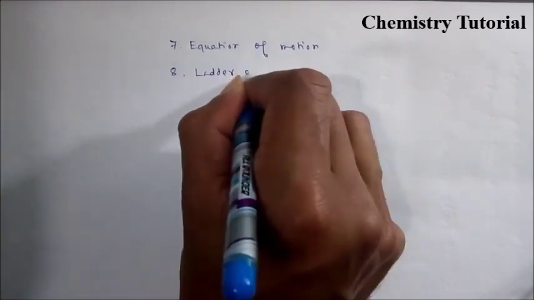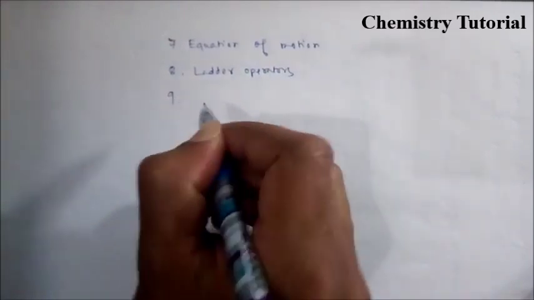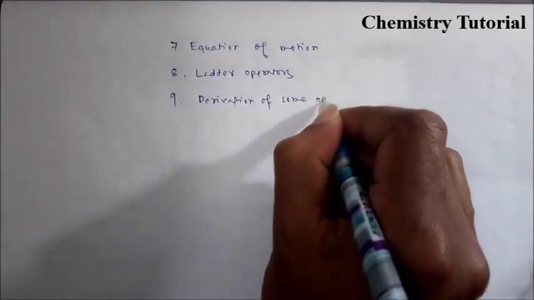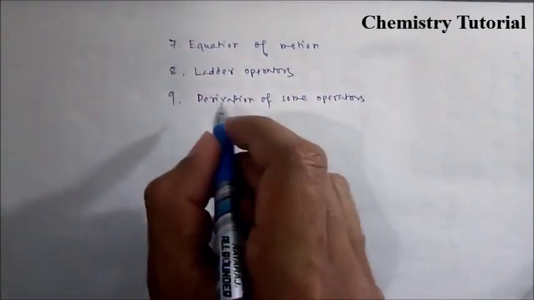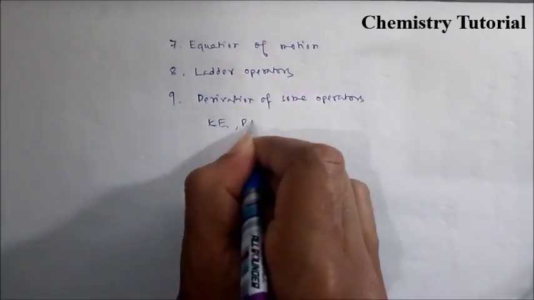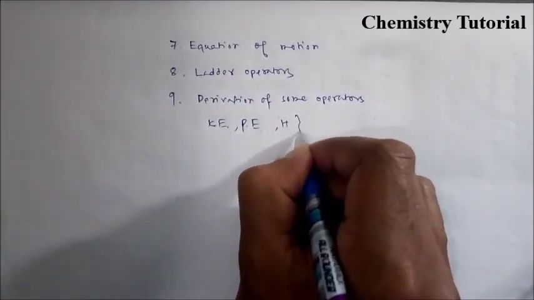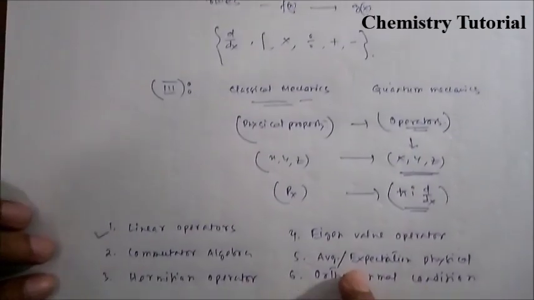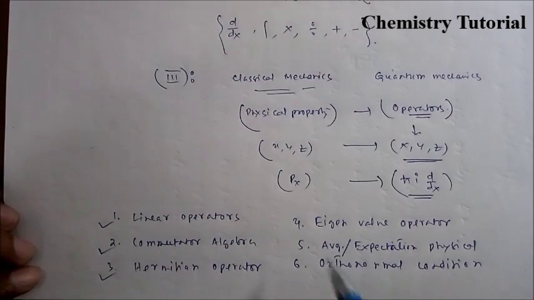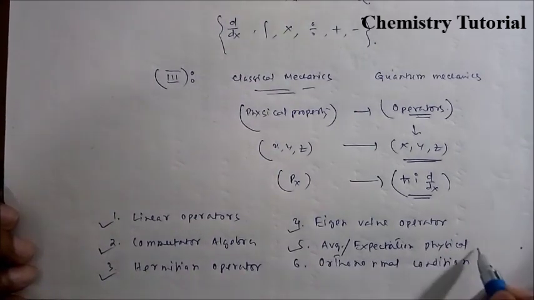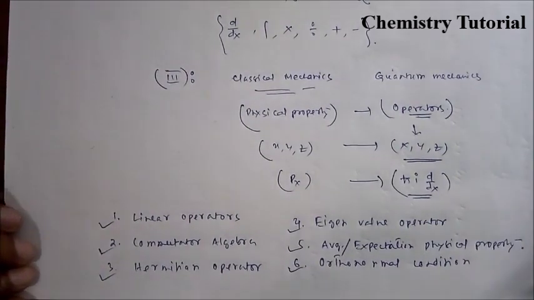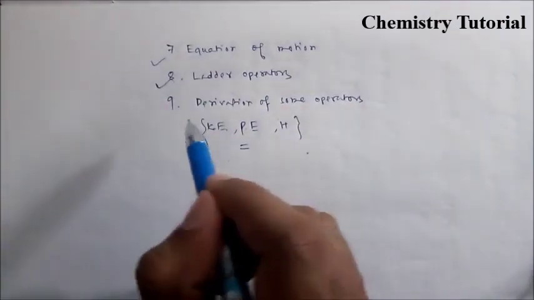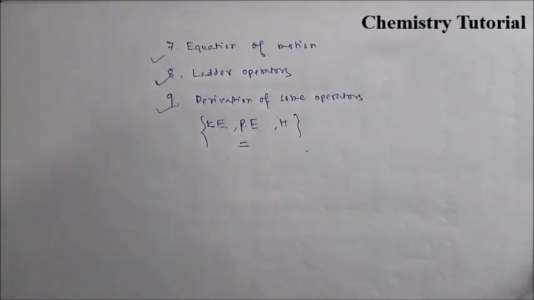Ladder operators, and at the last we'll derive some operators, derivation of some operators of different physical properties such as kinetic energy, potential energy, Hamiltonian operator. This kind of operator we'll discuss at the last. So these nine things we'll discuss under this topic. First is linear operator, second commutator algebra, Hermitian operator, eigenvalue operator, average value or expectation value of a physical property, and orthonormal condition. What is the orthonormal condition? And seventh is equation of motion, ladder operators, and derivation of some operators.